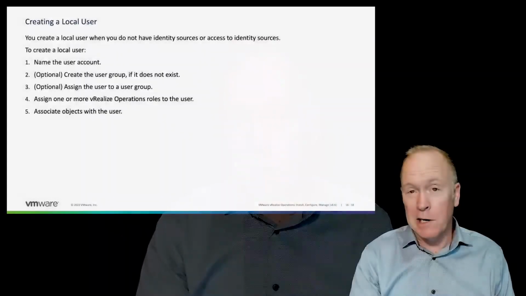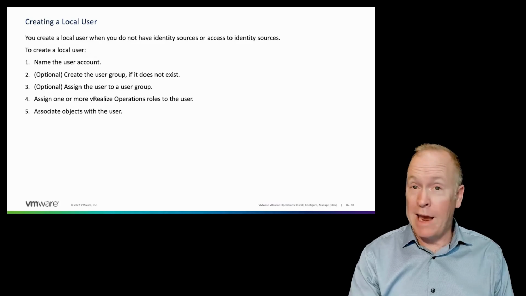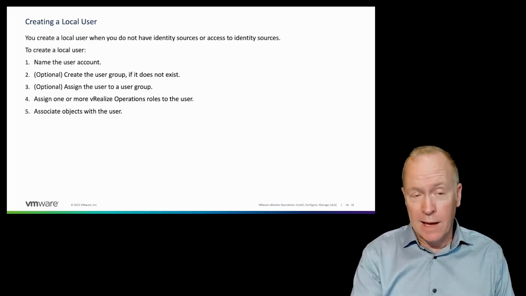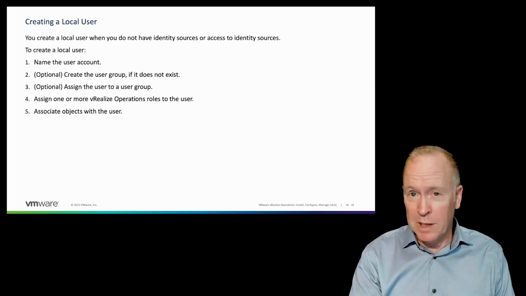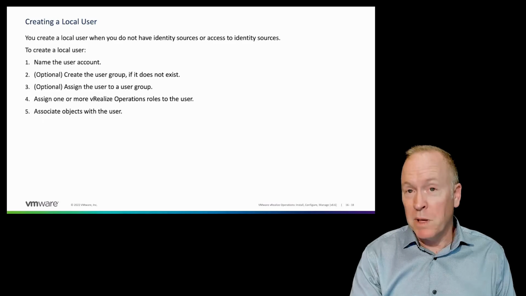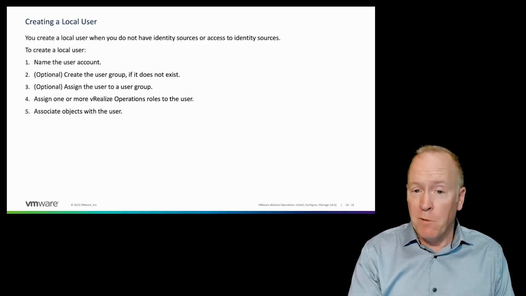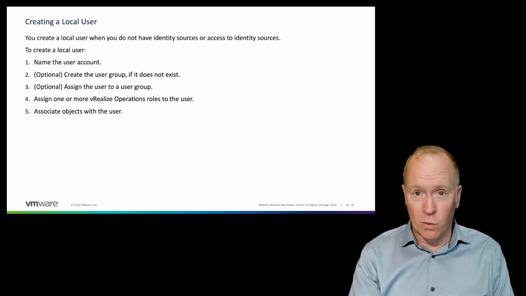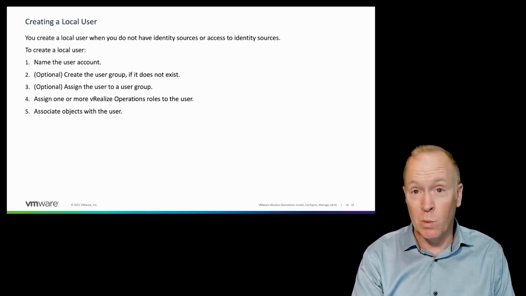In the next series of slides, we're going to be talking about how to manage local accounts in vRealize Operations, starting with how to create local accounts. When you create a local account, you'll give that account a name. Optionally, as you can see here in steps 2 and 3, you can create a group to put that user in, and or you can simply put the local user into an existing local group. Step 4 is you need to assign the role or roles you want the user to have. And then step 5 is associating that user with what objects you want them to be able to work with.